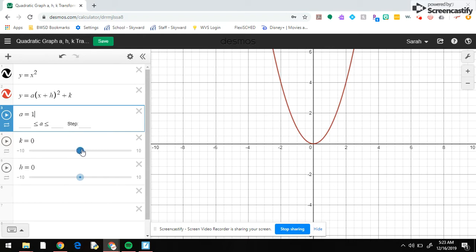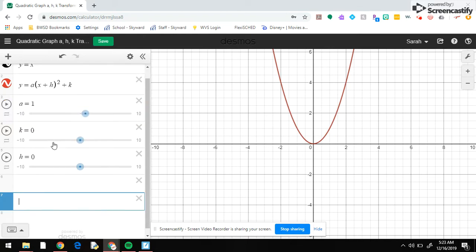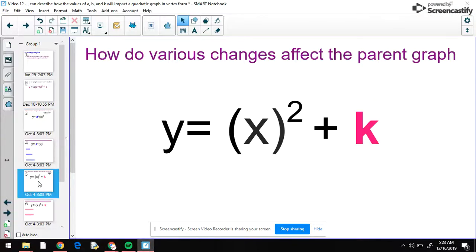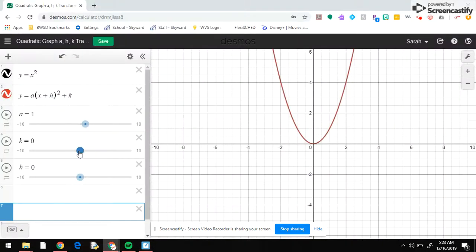Now from here, if we look at k, notice that k is by default set to 0 here. And if we start to move k up, remember k is the value being added on the outside here, k starts to move our graph vertically up. And so this doesn't stretch, shrink, or flip our graph, but it does vertically shift our graph. So it's called a vertical shift. And this k value on the outside moves our graph up and moves our graph down.